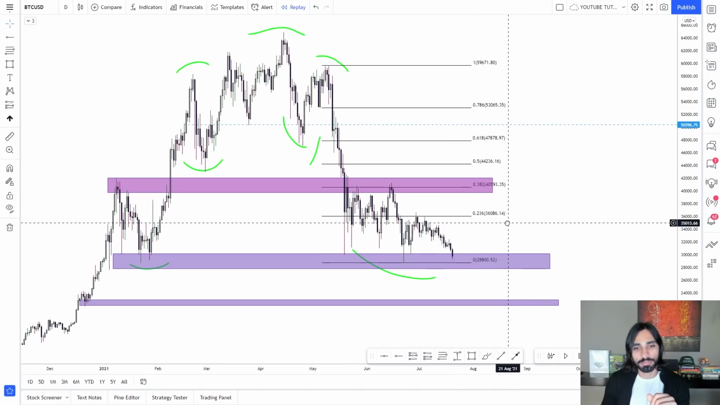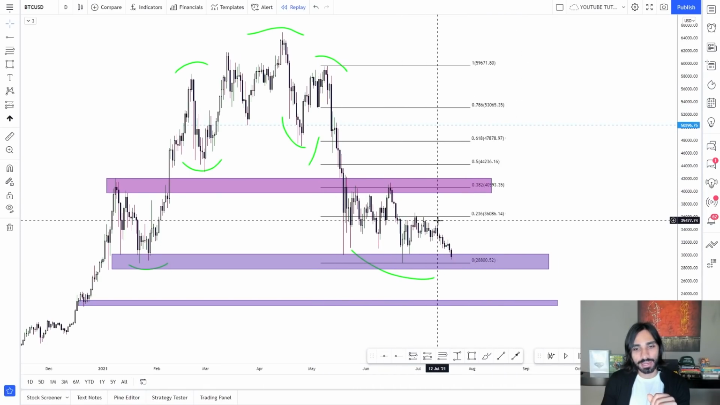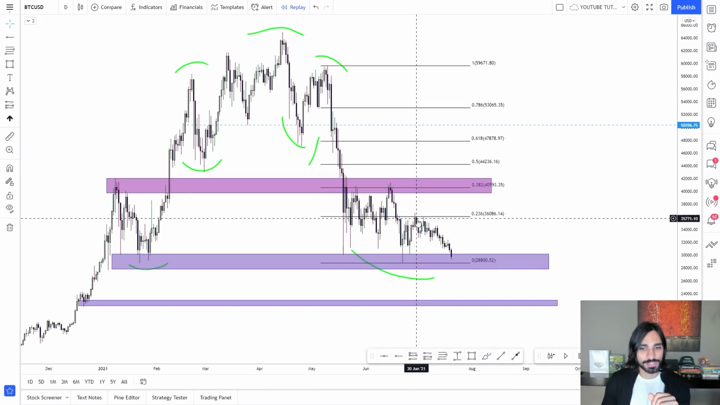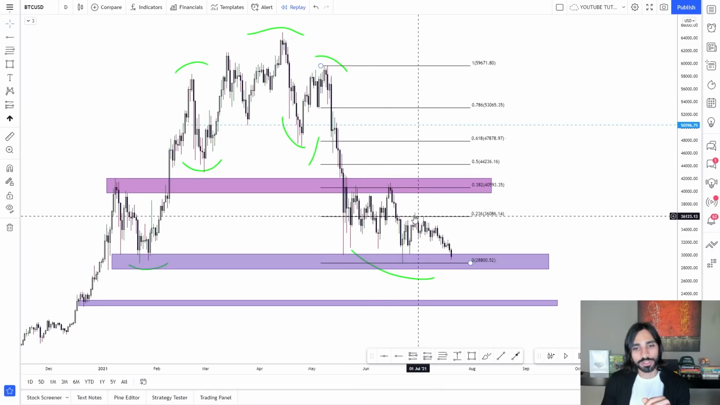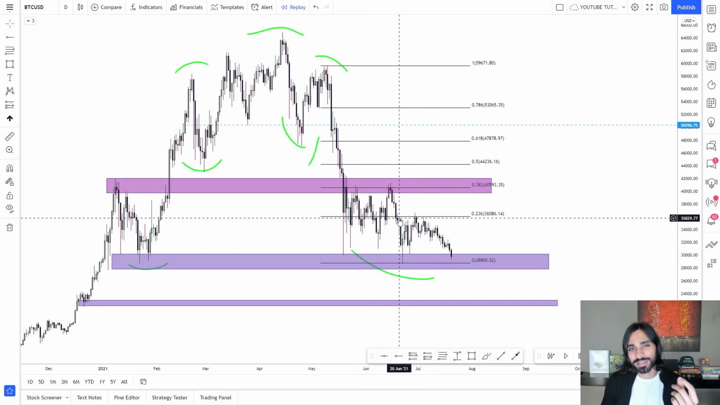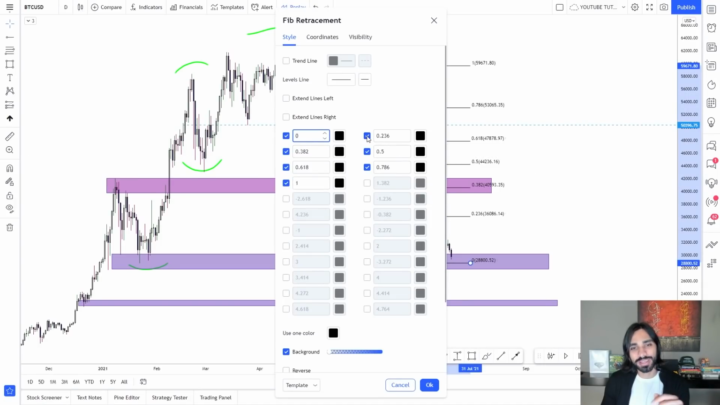Let's bring every single one back on. The 236, I'm analyzing this. I can see it act as a bit of a resistance over here, but I dislike the fact that it gets chopped up so much over here and there's no other data really supporting it. So immediately I'm going to get rid of that.